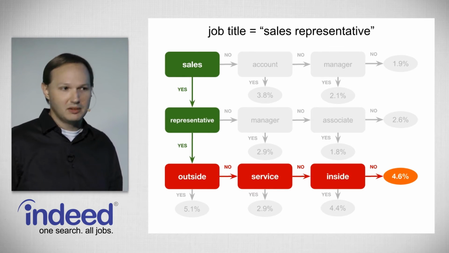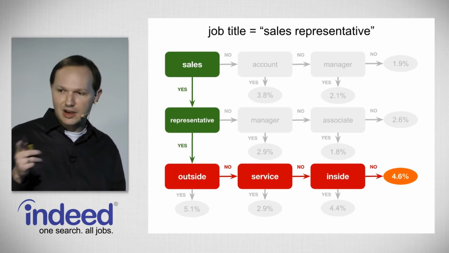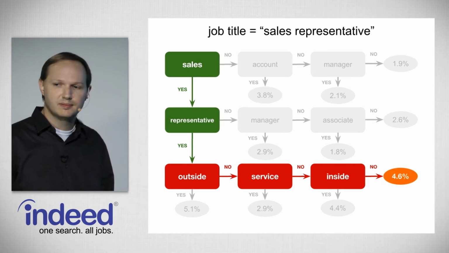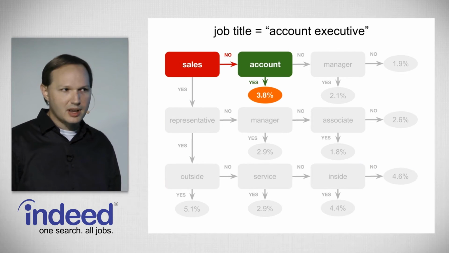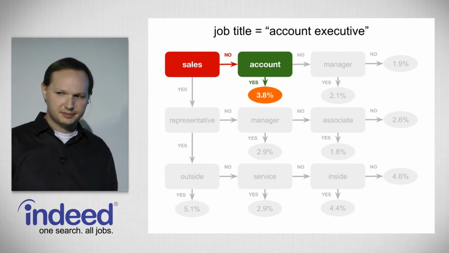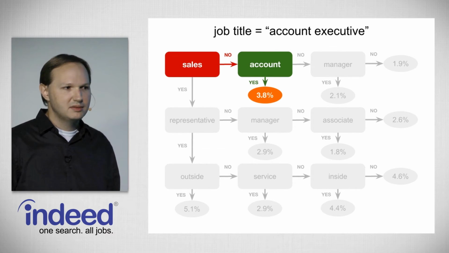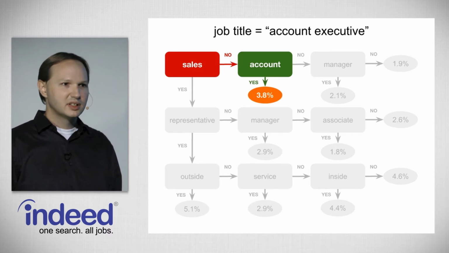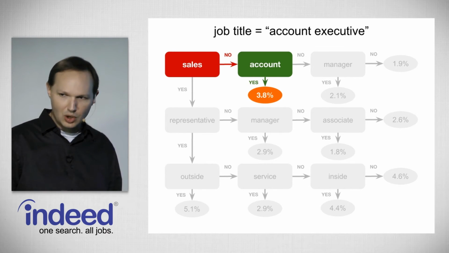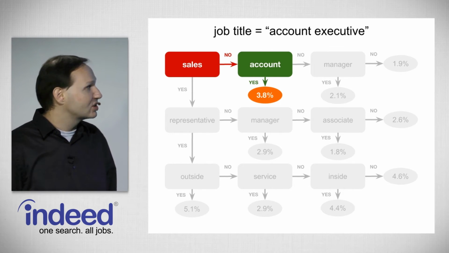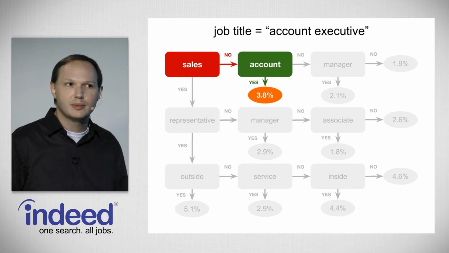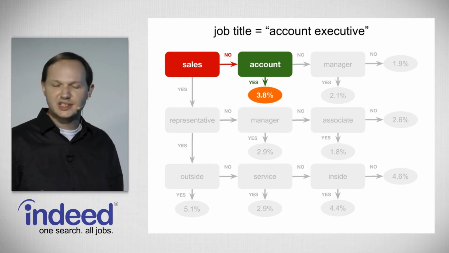And all of the data that matched this pattern had an overall click-through rate of 4.6%. Another example, account executive. Start at the beginning again, doesn't have the word sales in it, does have the word account in it, go down and you're done, 3.8%. That's not a bad score for not even having the word sales in the job title. Turns out that's basically a synonym for a salesperson typically.